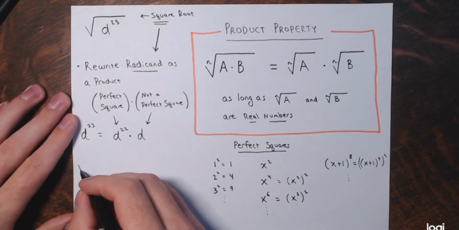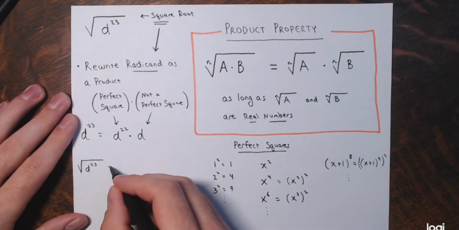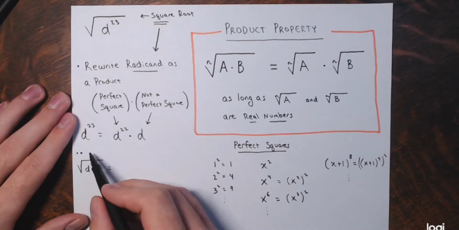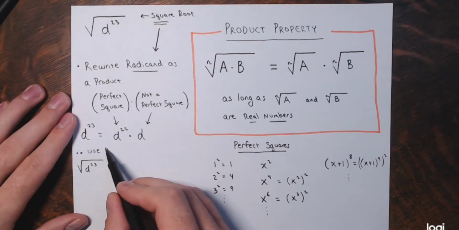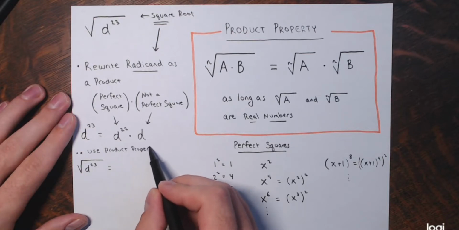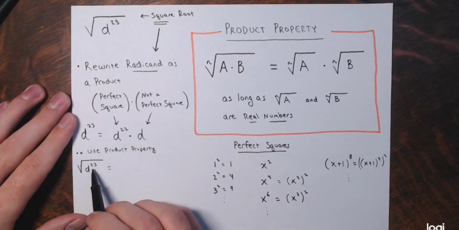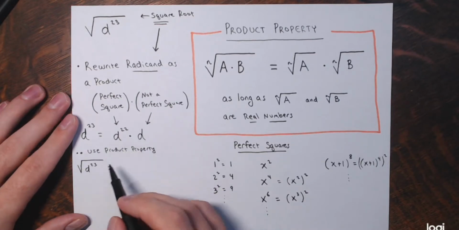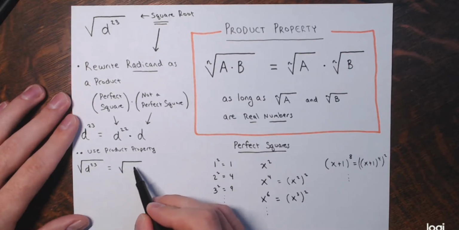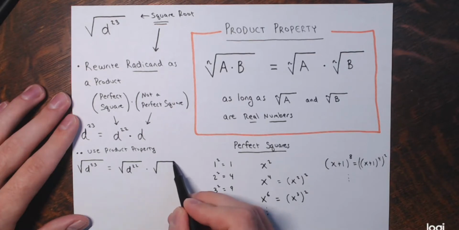Okay, so we have now the square root of d to the 23rd, and I break it up using the product property for radicals. Well, if d to the 23rd is d to the 22nd times d, then the square root of d to the 23rd is equivalent to the square root of d to the 22nd times the square root of d.